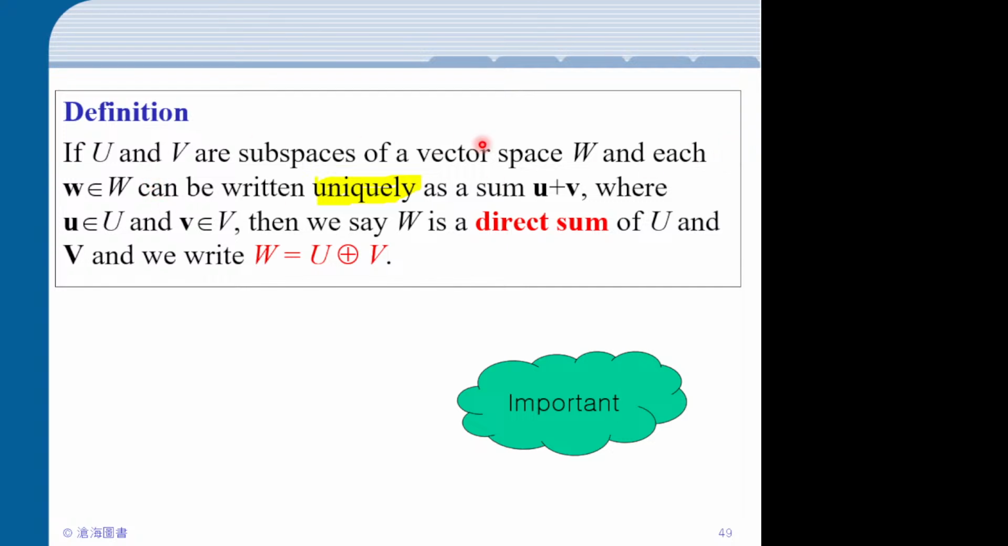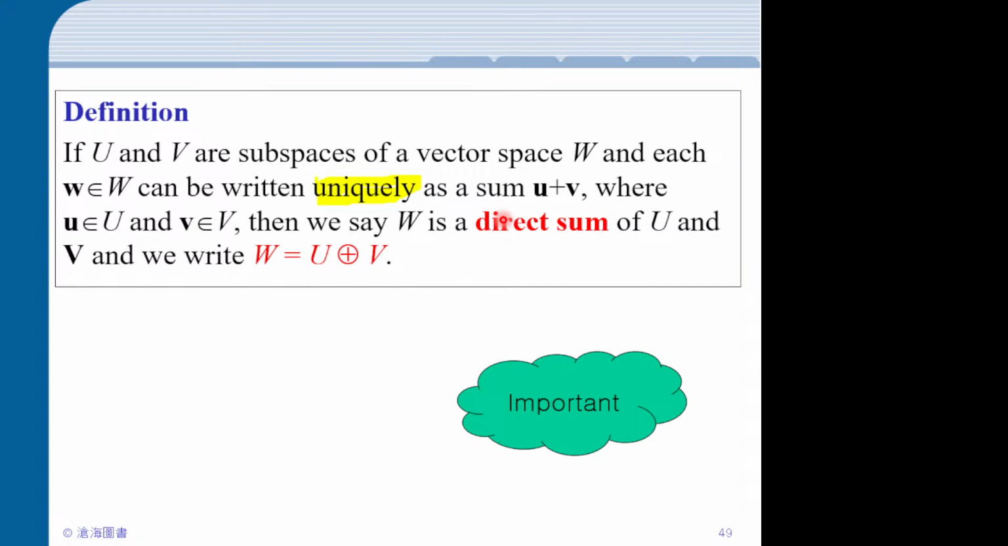Yeah, so we have two subspaces, and we say W is the direct sum of U and V if U and V kind of together become W. That means that everything inside W you can write as U plus V uniquely, where U is inside U and V is inside V. Okay.